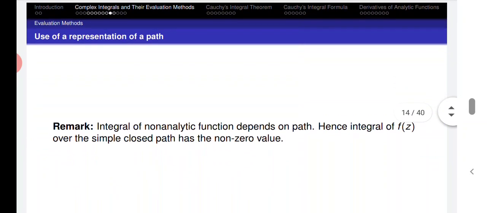Now, we must notice here one point: the integral of a non-analytic function depends on path. I want to again repeat this important result. The integral of a non-analytic function depends on path. Hence, the integral of f of z over a simple closed path has a non-zero value. It will be noticed that again it is a non-zero value.